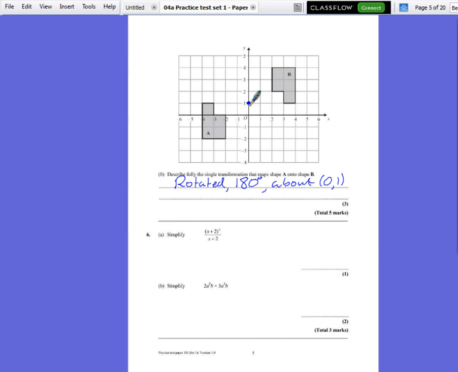Question 6a, simplify x plus 2 squared over x plus 2. Well, all that means is x plus 2 times x plus 2, and then divided by x plus 2. So if you're timesing by x plus 2 and dividing by x plus 2, they will cancel out, and you'll be left with just x plus 2. Simplify that, what we'll do, 2 times 3 is 6. A squared times a cubed would be a to the power 5, and b times b would be b squared.